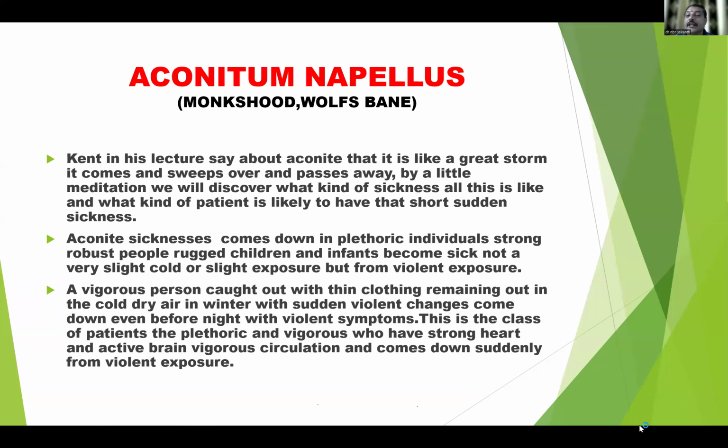Whereas in aconite, the idea is that with this high grade of inflammation, like belladonna for that matter, the nervous system is very strong. The persons are very plethoric. The persons are very strong. There is a stormy kind of symptoms and there is a violent exposure, and the brain works perfectly well in that vigorous state, and the illness comes down suddenly from violent exposure. So that is the nature of sickness in aconite.